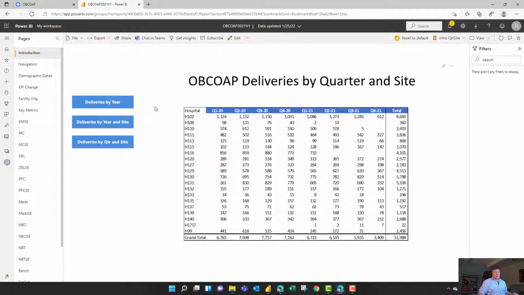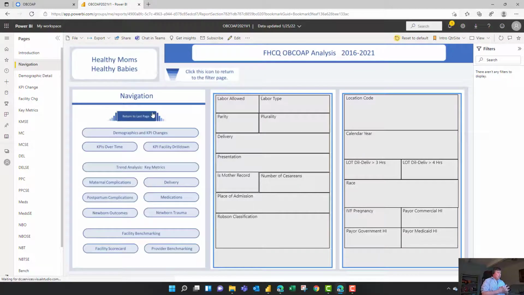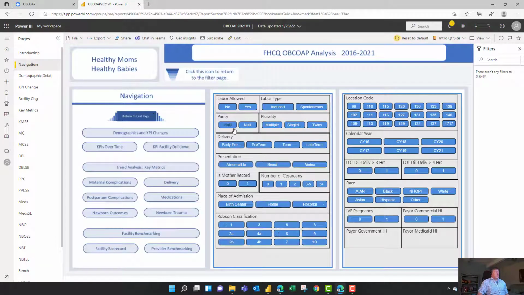Now let's jump in and look at some of the changes to the report. The navigation page looks very similar. One of the key changes, however, is that I've added a whole new pane of filters, including IVF pregnancy, filters by commercial payer or not, government payer or not, and then a Medicaid payer or not. We also have length of time from complete dilation to delivery greater than 3 hours or greater than 4 hours. That was a request from Dr. Angela Chen. And then, as before, the ability to select the NTSB population or other populations.